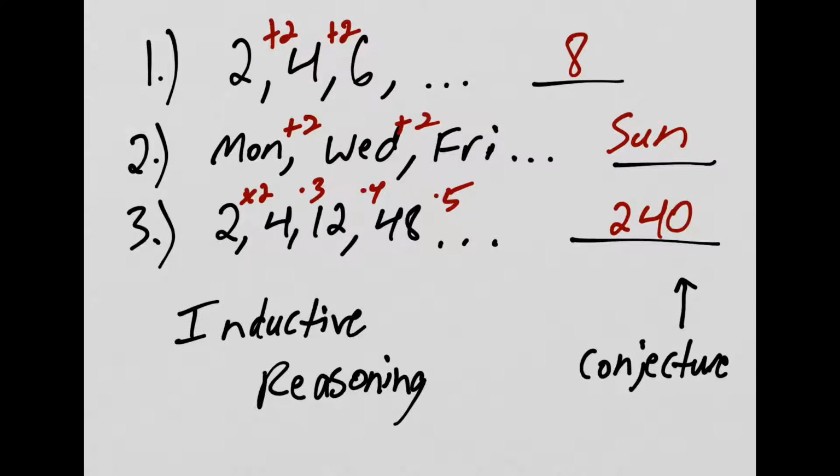This process is called inductive reasoning. Based on an observation, or a series of observations, we make a guess about what comes next. This guess is called our conjecture.